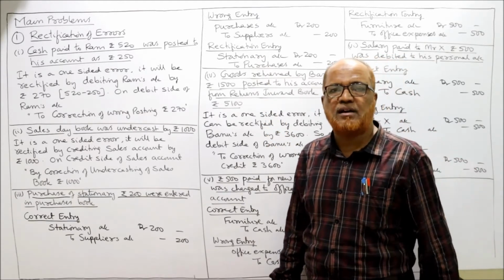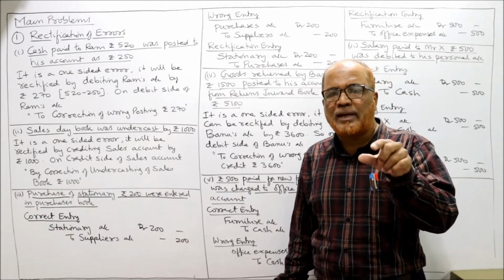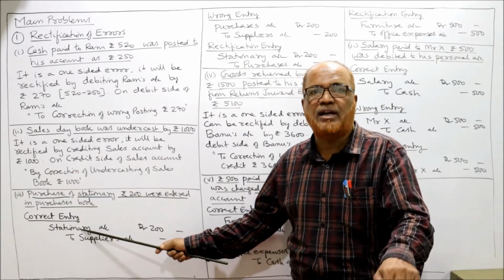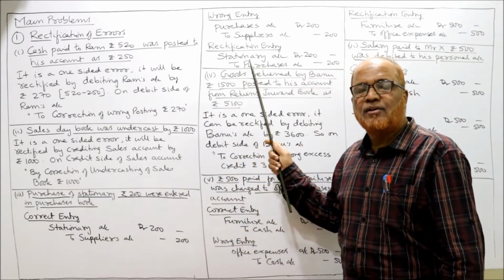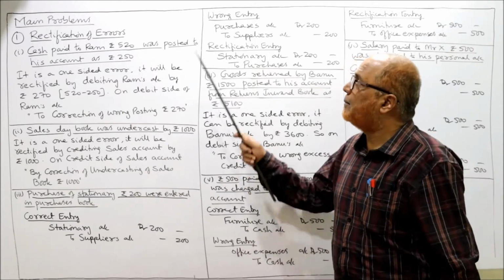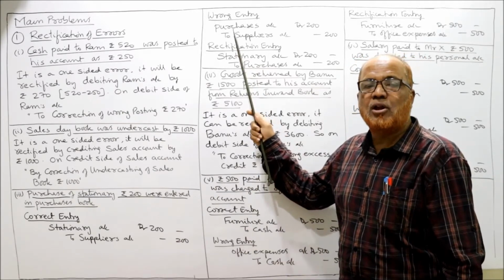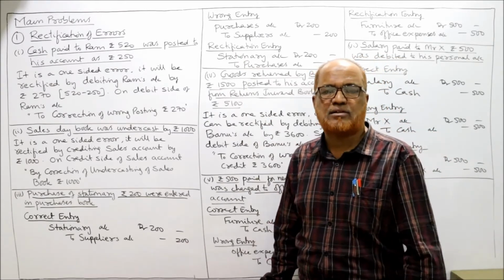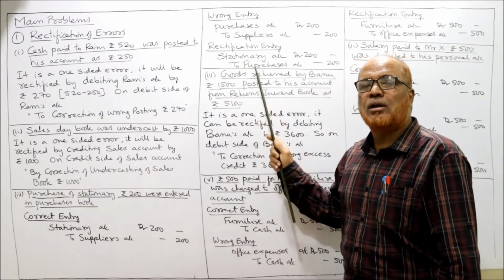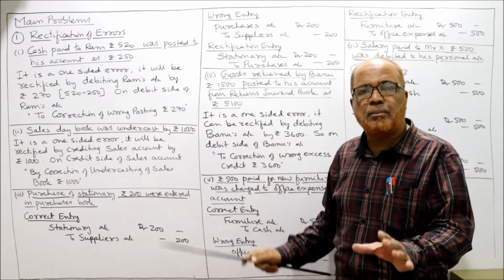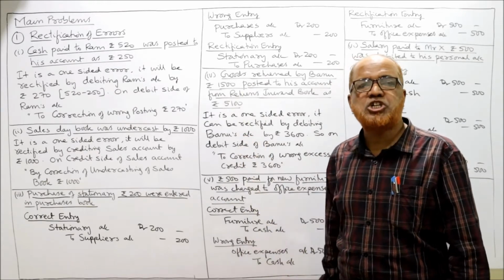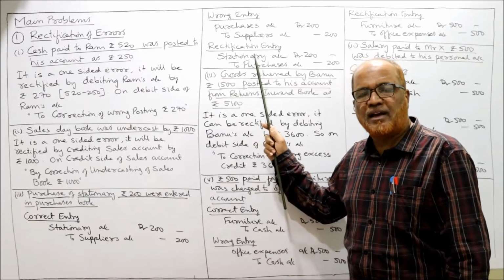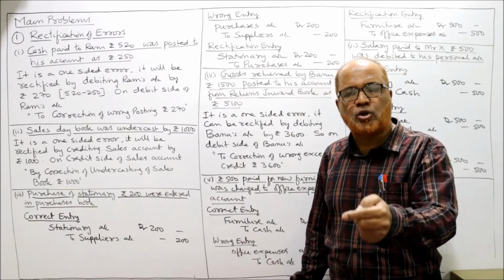Now, how to rectify this entry? First of all, which account should actually have been debited? Stationery account should have been debited. It is not debited. Now we debit stationery account. Which account by mistake was debited? Purchases account was debited. Now the purchase account should be credited to nullify the effect, to cancel the effect. By mistake we have debited the purchase account. Now we credit the purchase account. So ultimately the rectifying entry is stationery account debit to purchases account. If it asks you what the rectifying entry is, the rectifying entry is stationery account debit to purchase account.